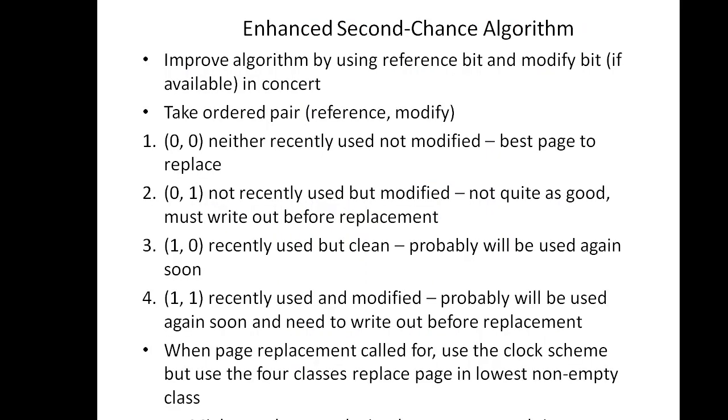Next we have the enhanced second chance algorithm. We can improve the second chance algorithm by taking an ordered pair of the reference bit and the modify bit. The first bit is the reference bit and the next is the modify bit. Taking these two into consideration, we get four ordered pairs.